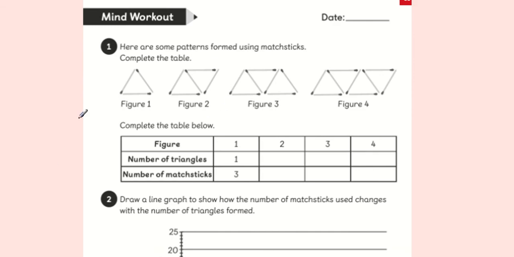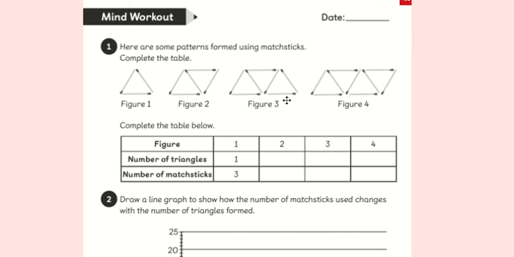Okay, so it's the same sort of thing. Here are some patterns formed using matchsticks. Complete the table. So number of triangles you can see. So 1, 1, 2, 1, 2, 3, 1, 2, 3, 4. And how many matchsticks were used. So on figure 2, 1, 2, 3, 4, 5 matchsticks were used.